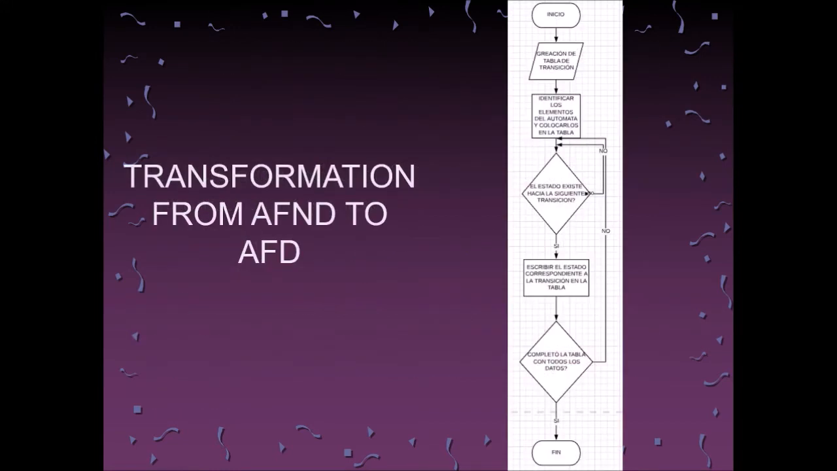The process to convert an AFND to AFD is: first, we must create a transition table. After, we must identify each one of the elements of the automaton and put them into the table. After, we ask if the state exists for the next transition. If it is false, we return again, and if it is true, we write it, and we ask again if the table is complete. If it is true, we finish the whole process. Else, we return before the first condition.